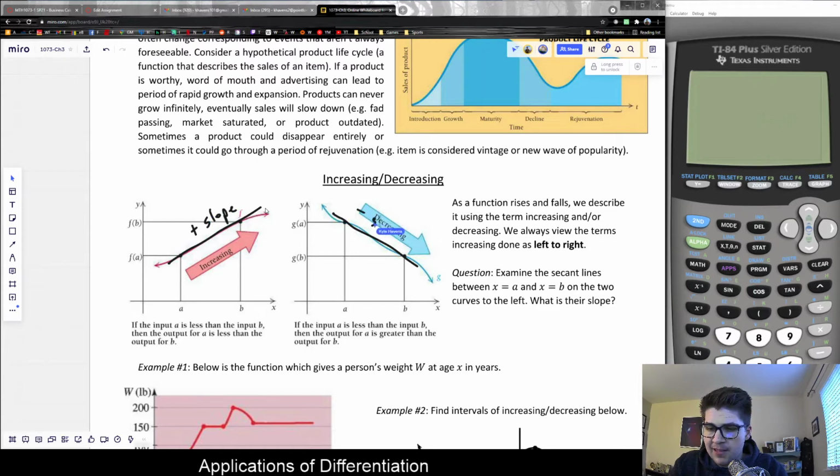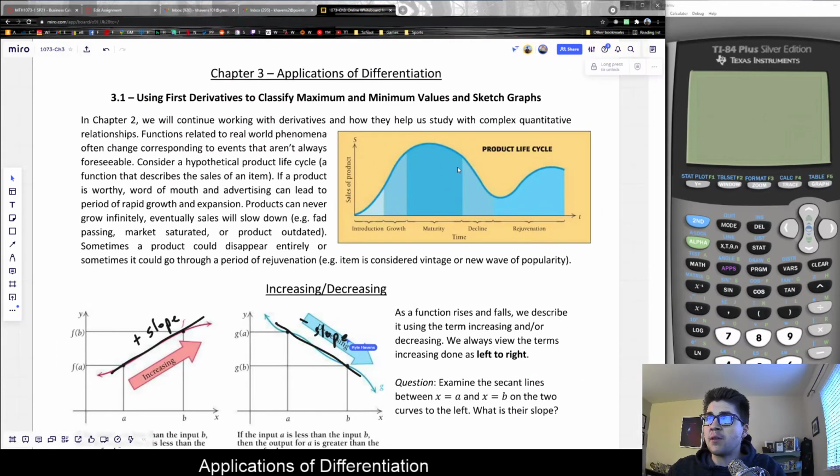Negative slope indicates decreasing, positive indicates increasing. And the reason we can't use average rate of change to determine this is because it's averaged. Say for example on the product life cycle, if we chose these 2 points as the points for our secant line, we could see that would give us a negative slope, and that would be decreasing.